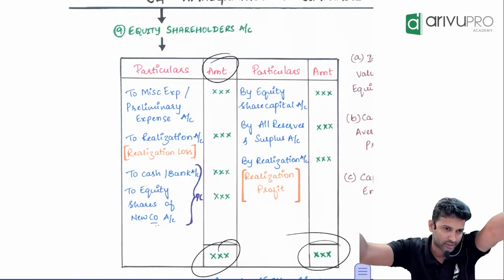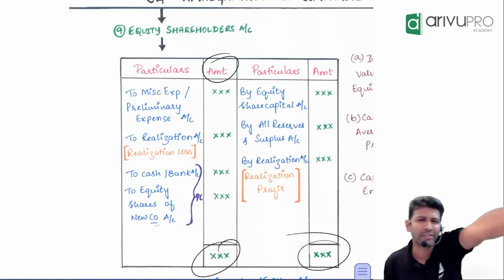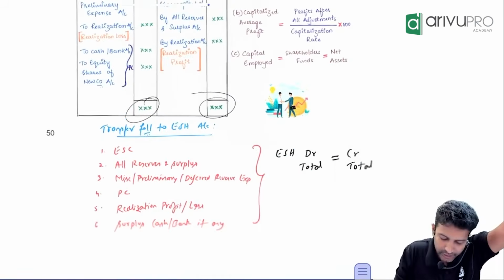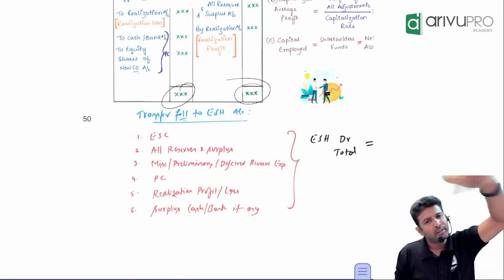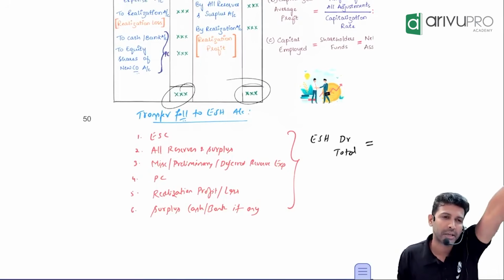Six components. You don't actually need to mug it up, but if you do enough number of questions, it will get registered in your mind. What are those six components? Forget what I have written here. You visualize the balance sheet. What are the headings you will give?